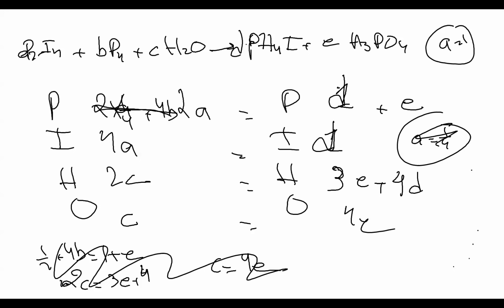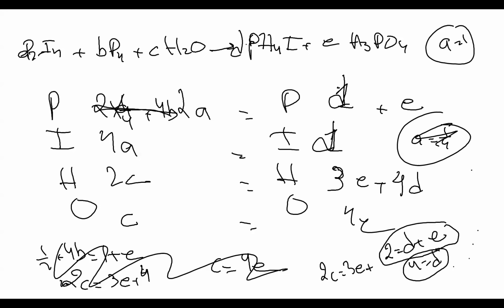So 2 times 1 is 2, 2 equals D plus E. So 2 equals D plus E. 4A equals D means 4 equals D, so D is equal to 4. 2C equals 3E plus 4D, so 2C equals 3E plus 16. C equals 4E, so C equals 4E.